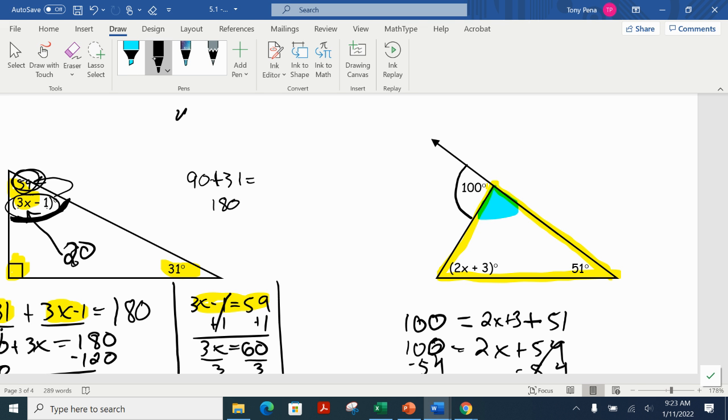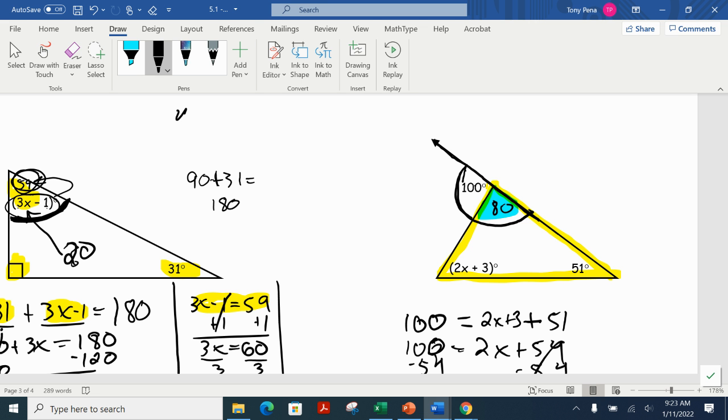What's that? 49. Now 49. Ben? 80. Because isn't this a straight line? And doesn't a straight line always equal 180 degrees? So if I have 100 of it right here and I complete it, this angle and this angle better add up to be 180 degrees.